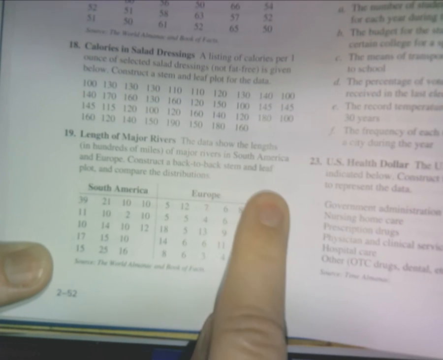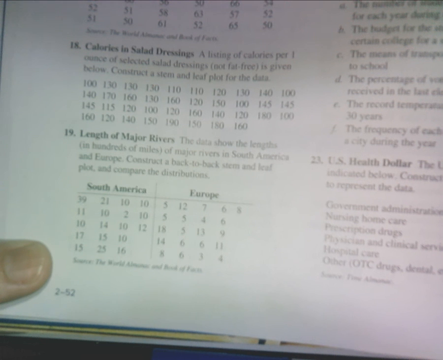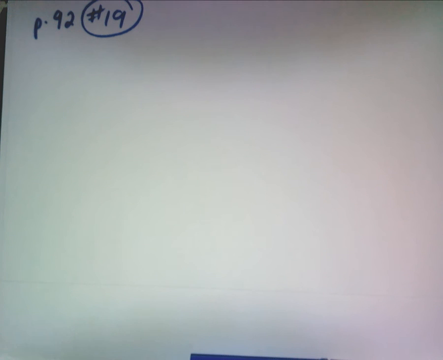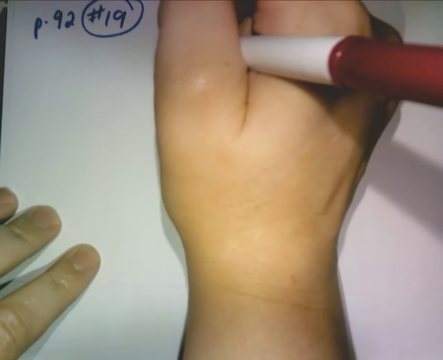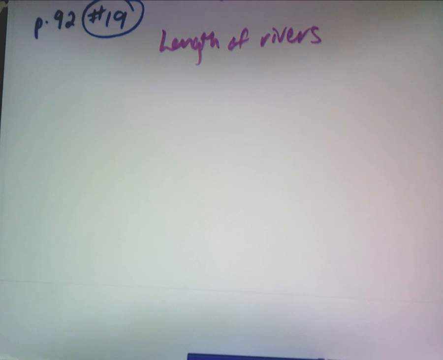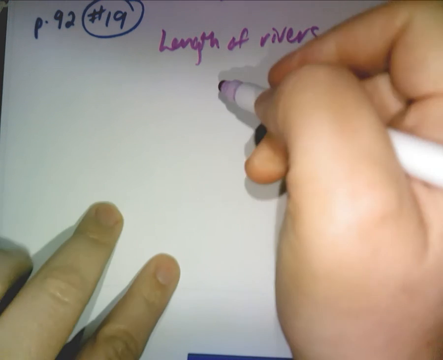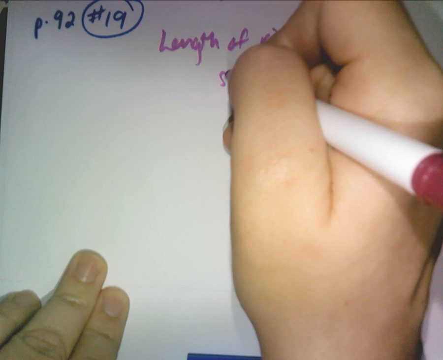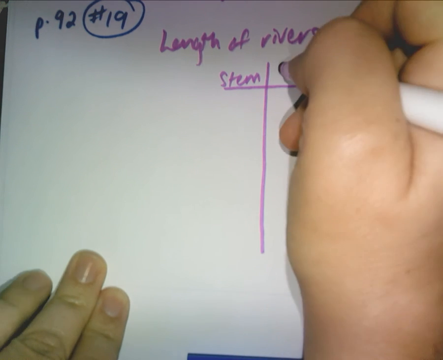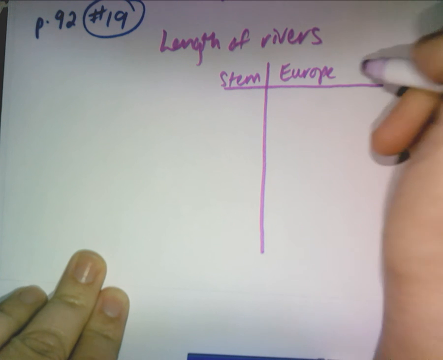All right, so we're going to make a back-to-back stem and leaf plot. And I don't know if you remember stem and leaf plots, but I'm going to help you out with it. Mostly everybody does once we start drawing these. This is the length of rivers, and we are going to start by doing Europe. So here is going to be my stem, and then these are going to be the leaves of my Europe one.